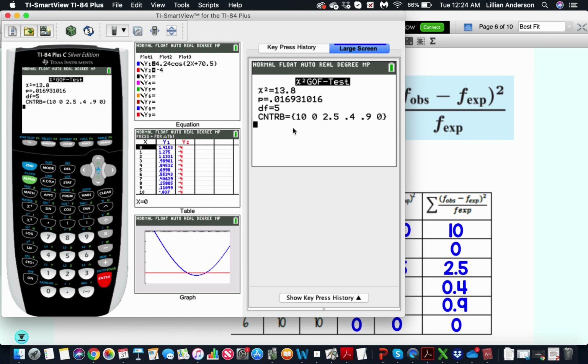And it's actually quite interesting. You see those values right here? Those are the same values we got here when we actually did it by hand. Okay? So our p-value, rounding to 3 significant figures, is 0.0169.